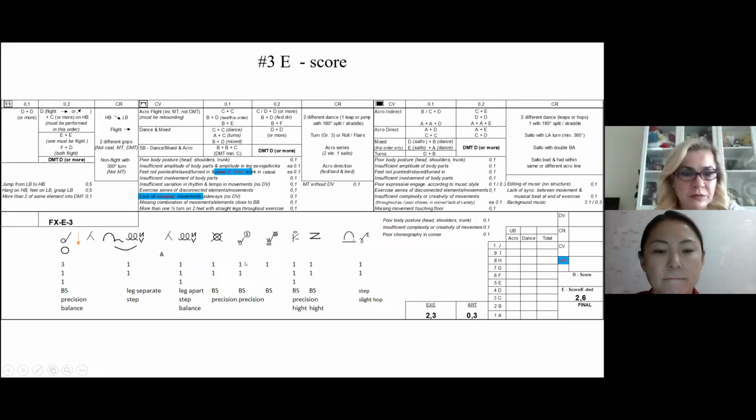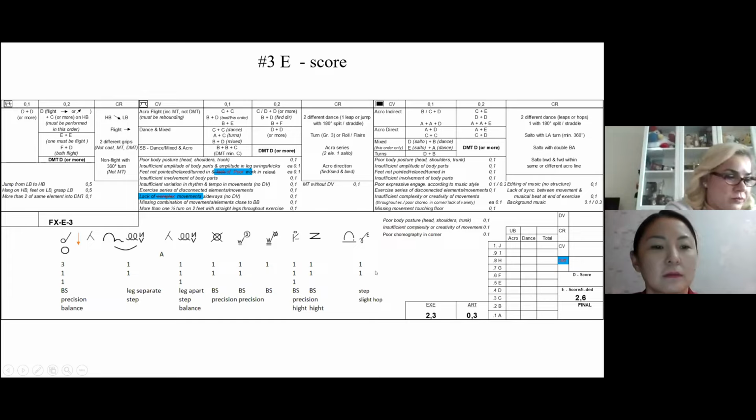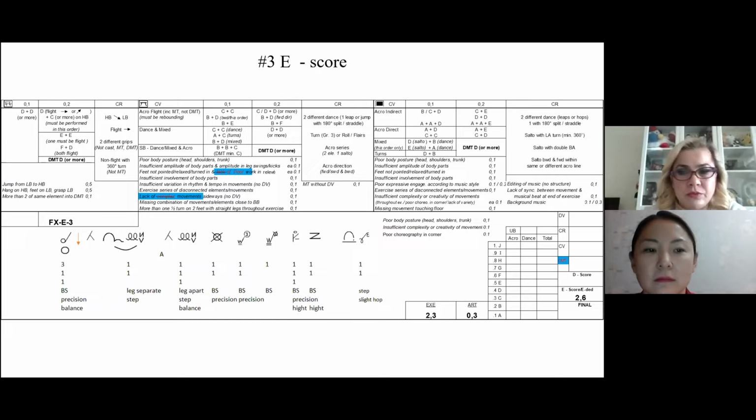Triple turn again, 1 for body shape, 1 precision. Second only for body shape. Dance passage, 1-1-1 for body shape, precision and height. Second jump again for body shape and height. And last acro, once for step and slight hop. 3.4 artistry for poor body posture, insufficient complexity or creativity of movements throughout the exercise and poor choreography in the corner.